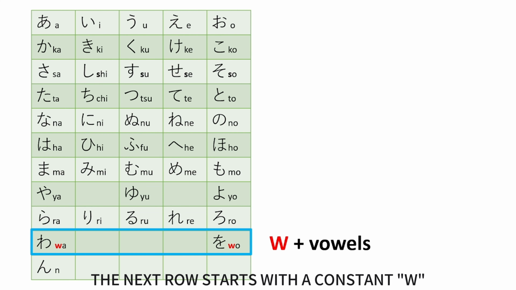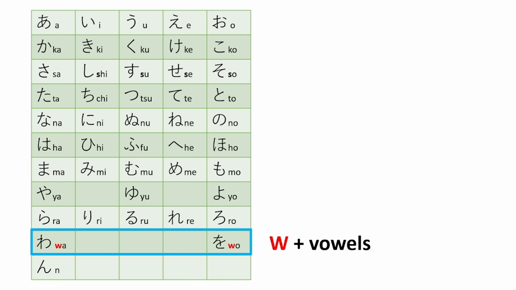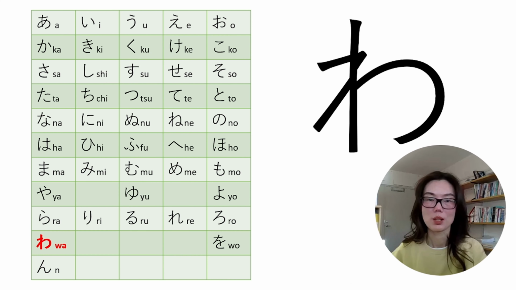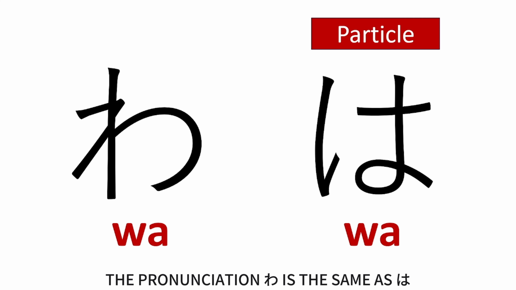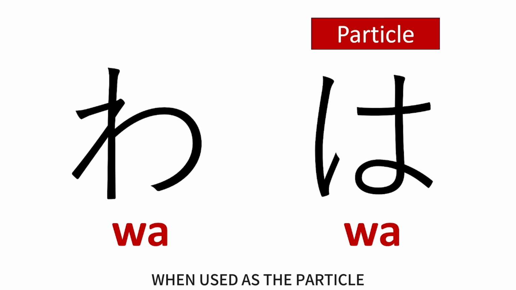The next row starts with the consonant W. The pronunciation wa is the same as wa when used as a particle.